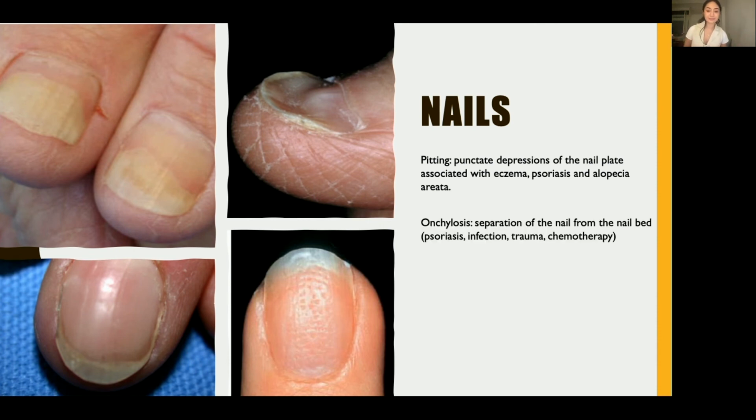And next. Onycholysis is separation of the nail from the nail bed, which you can see at the top left there. So you can get that in psoriasis and, interestingly, chemotherapy as well. Next. Koilonychia is when you get spoon-shaped nails. It's really classic in iron deficiency anemia, and you've got a really severe case over there in the middle.